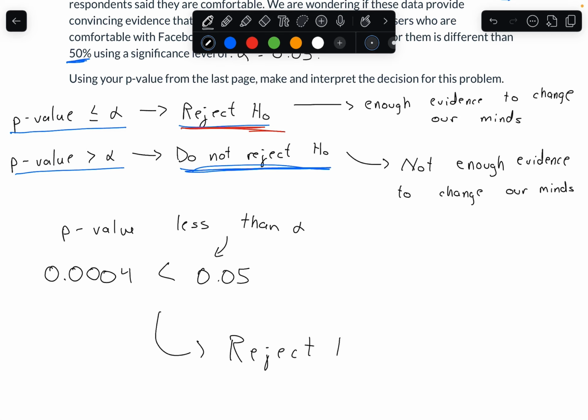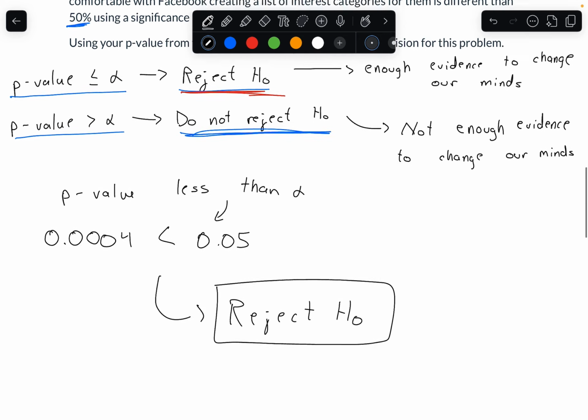So our decision for this problem is to reject the null hypothesis, which then means, if we want to interpret this, that there is enough evidence to support the alternative hypothesis. We no longer believe that the null hypothesis is true. We are now going to support the alternative hypothesis.